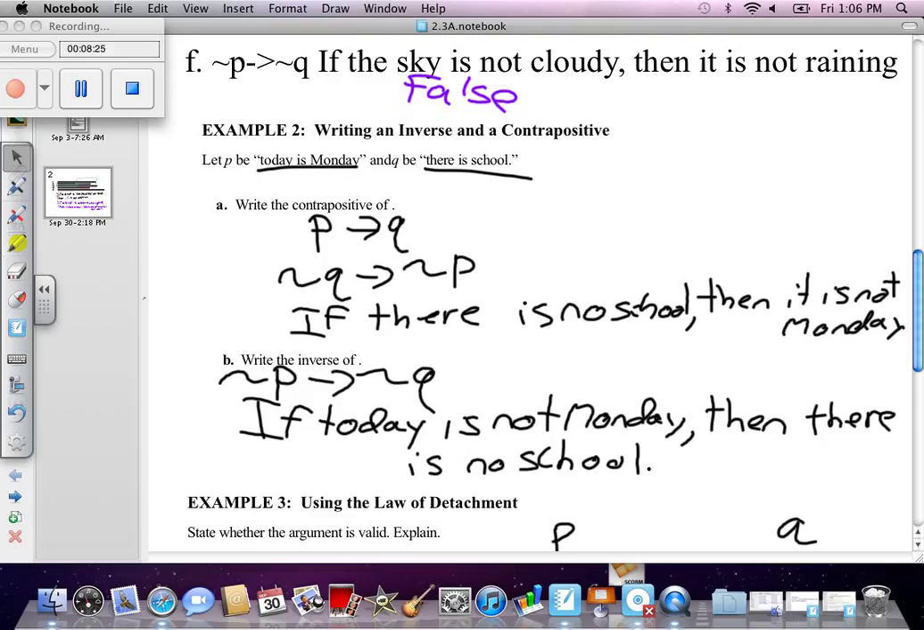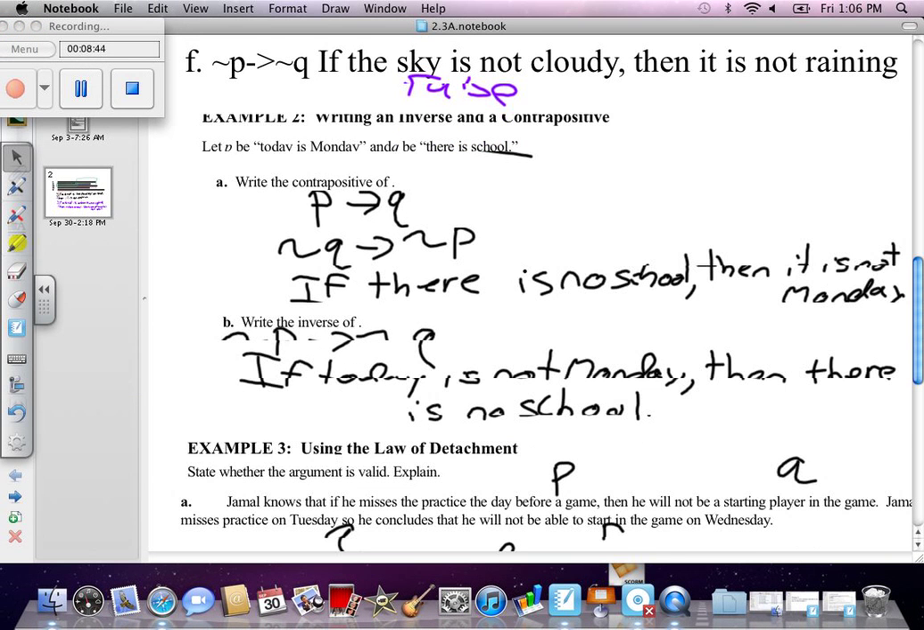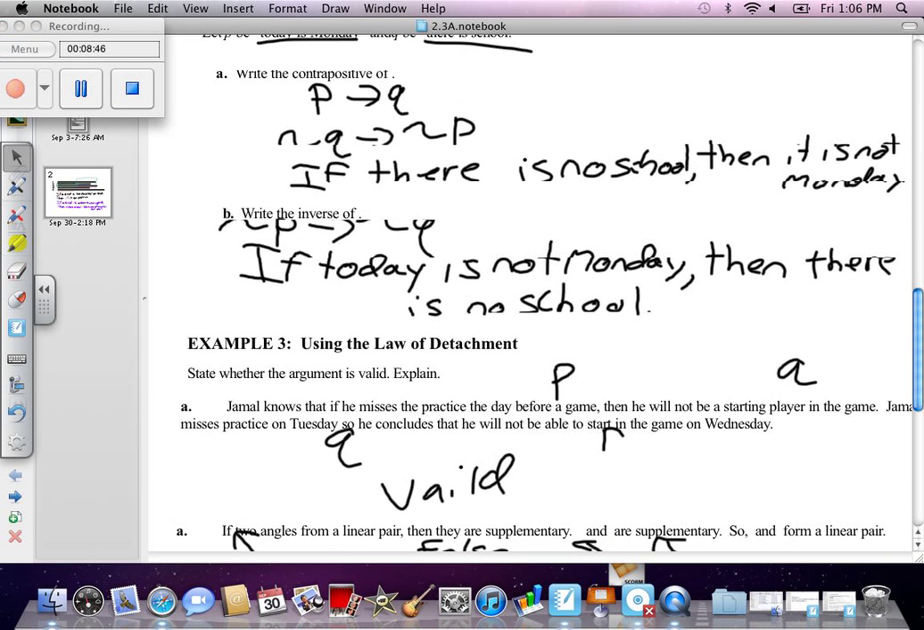Okay, now we're going to talk about the law of detachment. And again, the law of detachment is: if the conditional statement is true, then the hypothesis and conclusion both have to be true. And if we turn it over on the back, we're going to look at these. I'm going to scoot this up just a little bit.